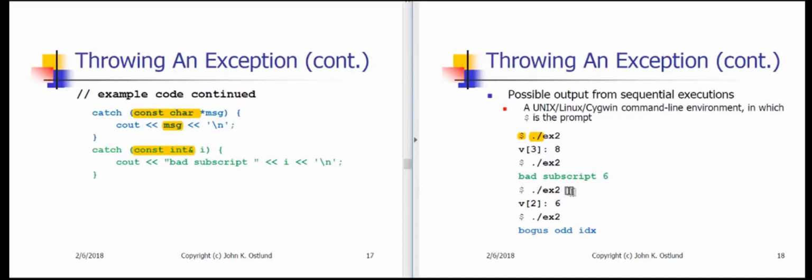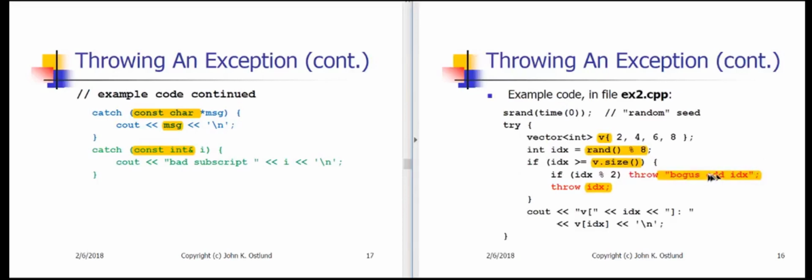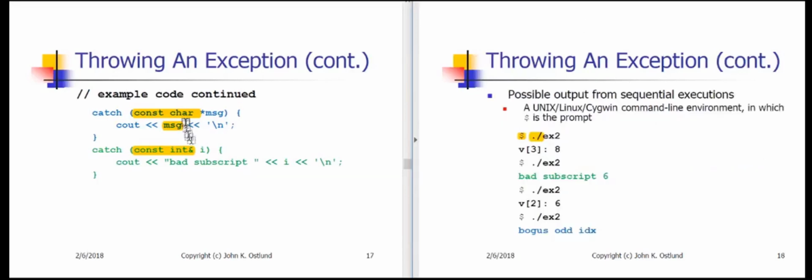The third time I run ex2, I get a good subscript. I get a 2 as my subscript, and I get told that v sub 2 is a 6. And then the fourth time, I apparently get a bad odd-numbered subscript. And so we throw this message, bogus odd IDX. That gets caught by this catch block, and it's simply displayed.